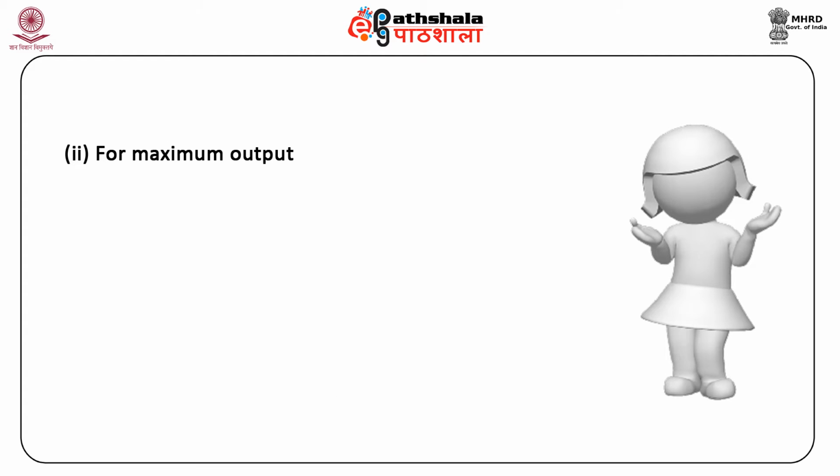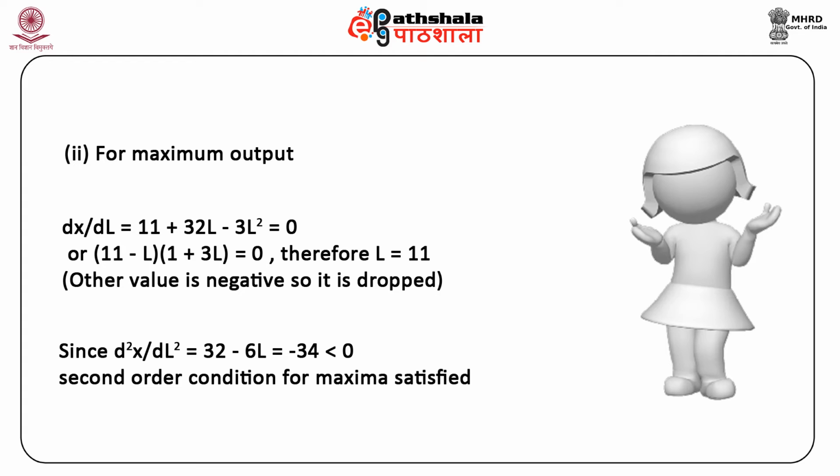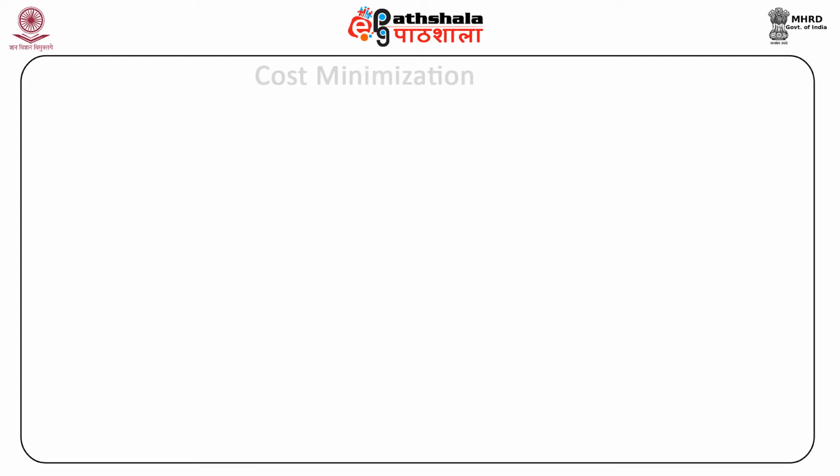For the second option of maximum output, we have dx/dL equal to 11 plus 32L minus 3L² equal to 0, or (11 minus L)(1 plus 3L) equal to 0, which gives L equal to 11. The other value of L being negative is dropped. Since the double derivative is equal to minus 34 and is less than 0, the second order condition for maxima is satisfied. Another important application is the cost minimization exercise.